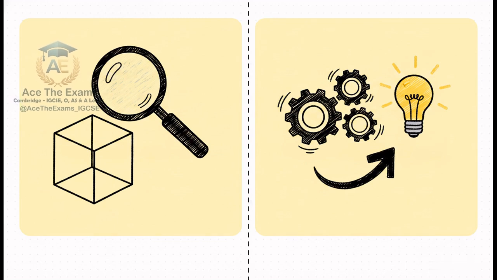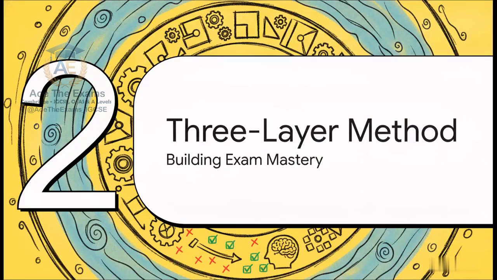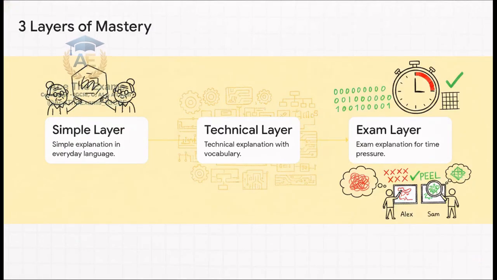Now, let's get back to recognizing those command word triggers. Section 2. The 3-layer method. If you want to build a truly robust, flexible, water-like understanding of any complex computer science topic, you need a systematic training regimen. We call this the 3-layer method.